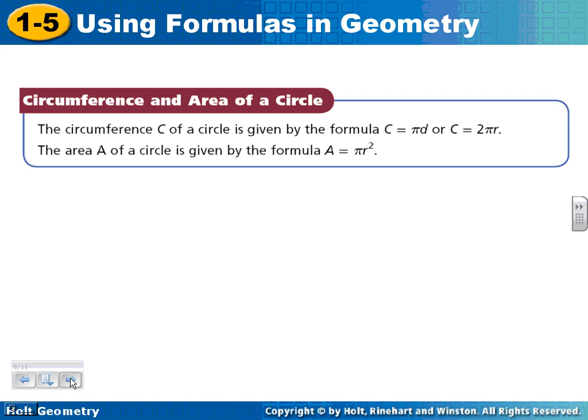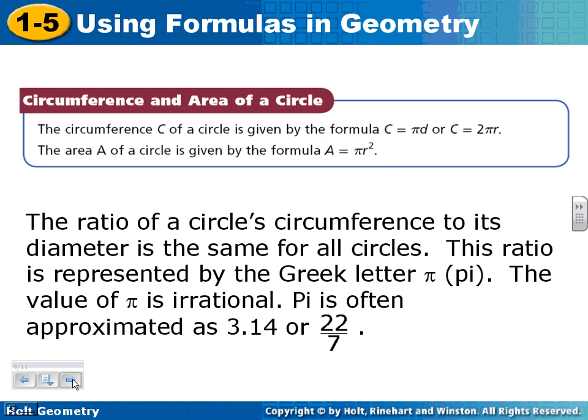The circumference of a circle is given by the formula C equals pi times d, or this one's more common, 2 pi r. The area of a circle is given by pi r squared. You should memorize 2 pi r for circumference and pi r squared for area. And right here, that's the symbol for pi. We generally use 3.14 as the approximation.